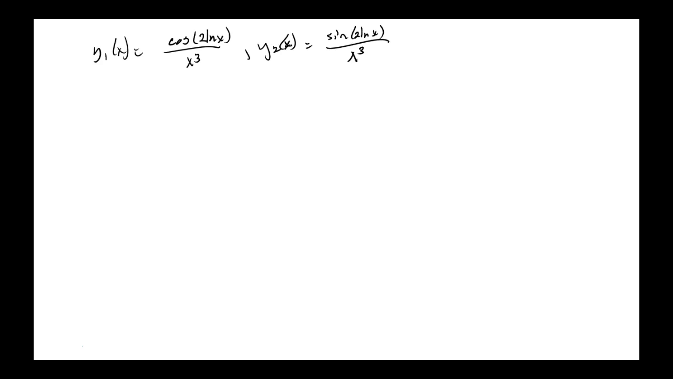Now, they say these two functions here are solutions of this differential equation, x squared y double prime plus 7xy prime plus 13y equals 0, on the interval 0 to infinity. Anyone want to hazard a guess of why it has to be 0 to infinity? Because you can't take the log of 0 or the log of a negative number. This has to be an open parenthesis there, if this is indeed a solution.